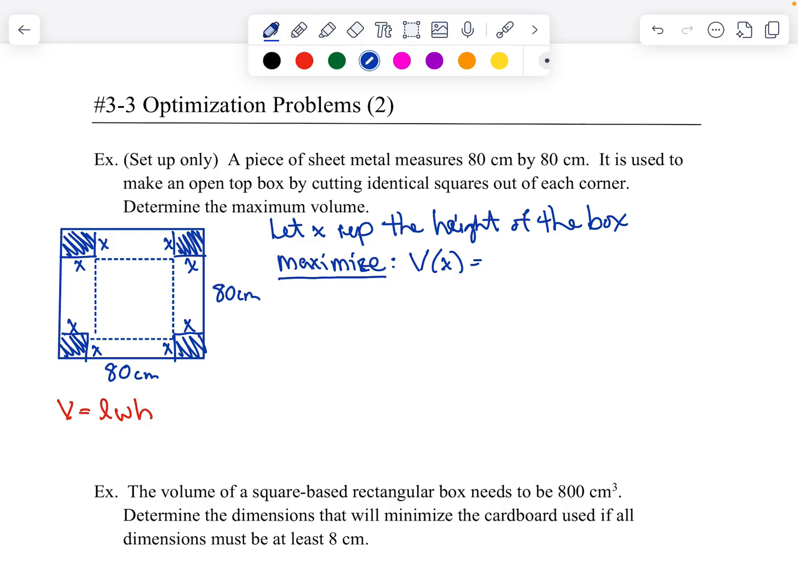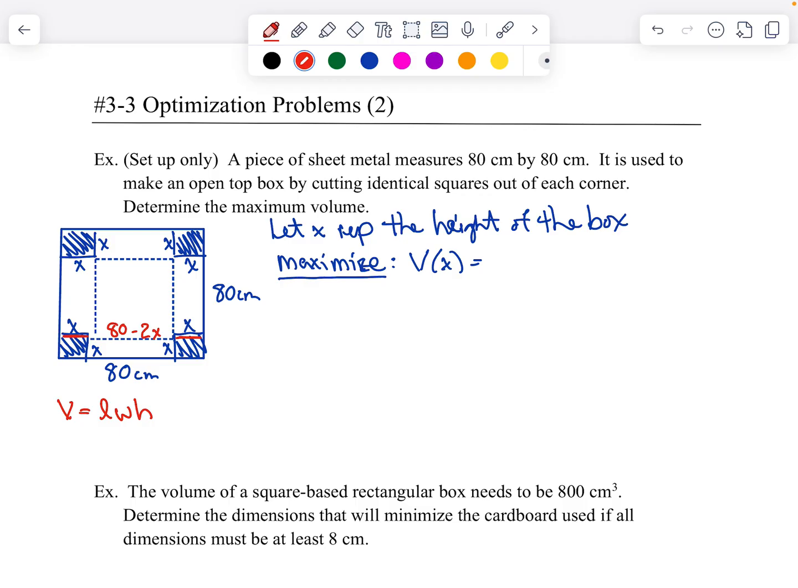The height we already know is going to be x, so now I need dimensions for the length and the width. Keep in mind that if we are cutting each of these out, this side right here will be, say, the length, and this will be the width here. So as we cut the corners out, how much is left for each of those sides? Remember that the full length is 80 centimeters, and we're going to cut off an x, and we're going to cut off an x on this side here. So if I do that, we would be left with 80 minus 2x.